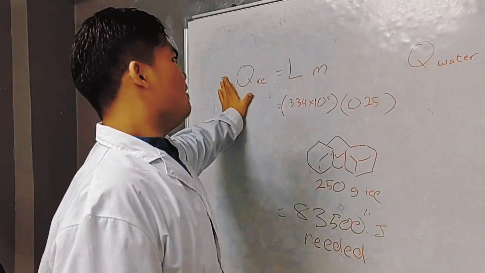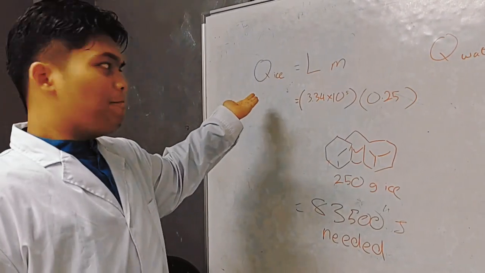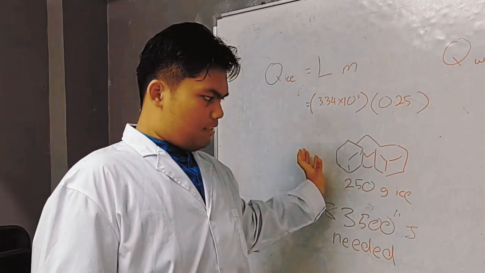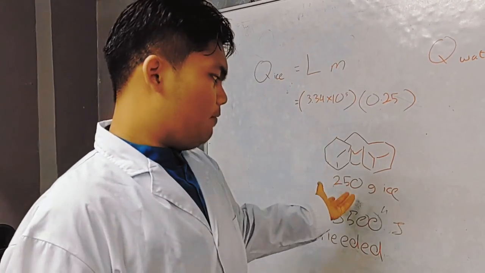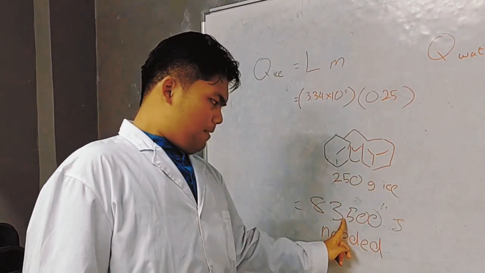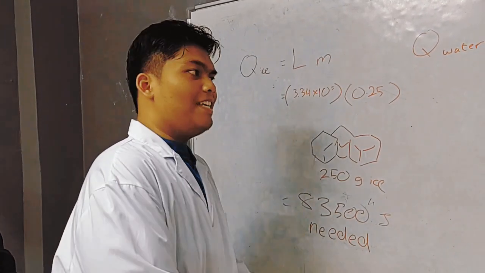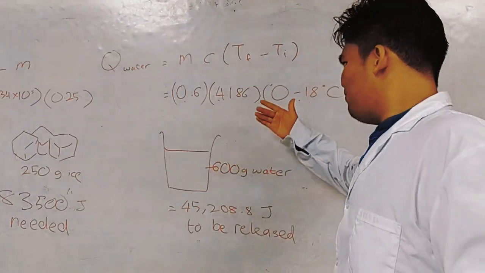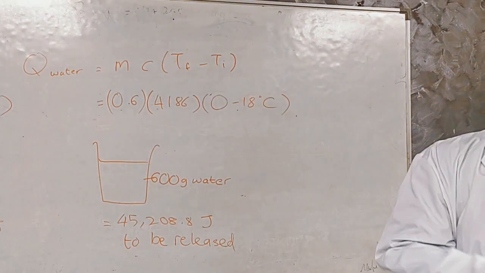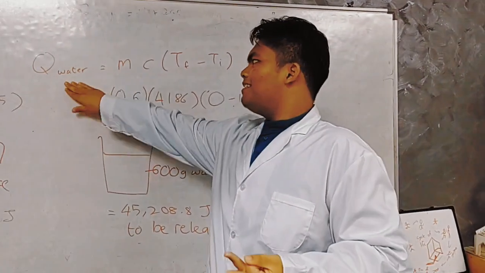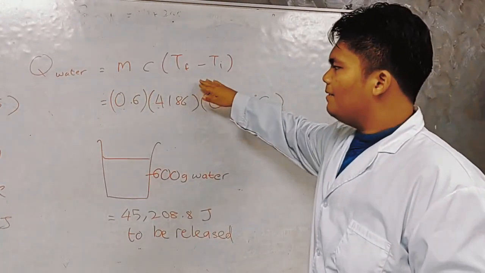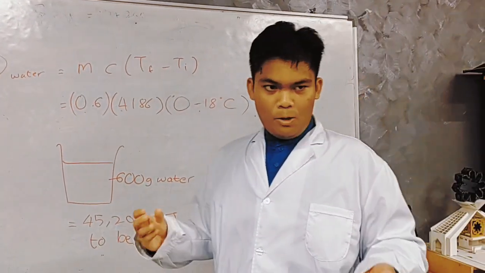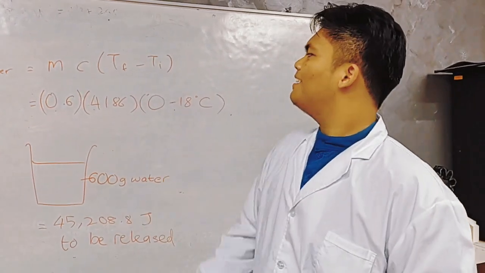By that, we plug in this equation, that is Q equals Lm, where L is the latent heat of fusion of water, that is when ice is turned into water, times the mass of the water. We get that 83,500 joules is needed to fully melt the ice. So we have to find out, what about the water? Does the water have enough heat to supply to the ice to fully melt it? We plug in this equation, Q equals mc delta theta, where for the final temperature we use 0 degrees Celsius because it is the lowest that the system can get.